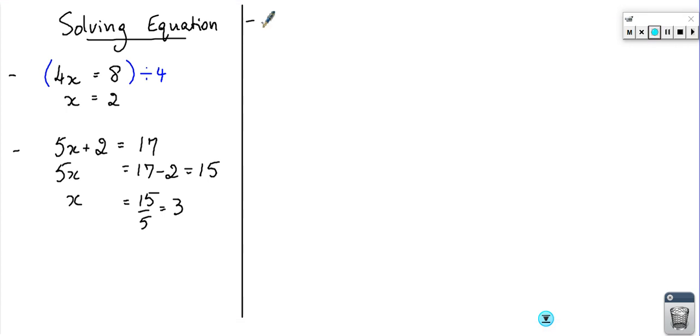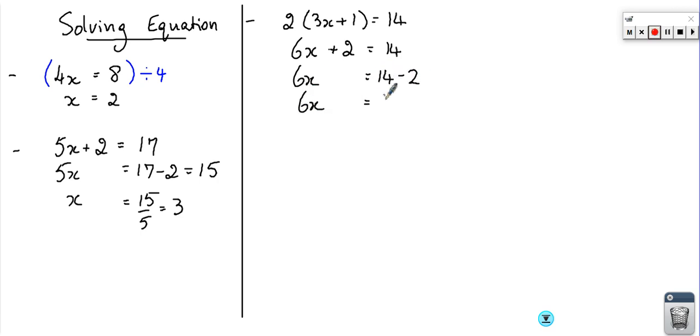So let's say we need to solve 2 brackets 3x plus 1 is equal to 14, and we need to solve for x. Again, what we need to do first this time is open up the brackets. So I get 6x plus 2 is equal to 14. Now we're back to the previous step where I need to subtract 2. So 6x is 14 minus 2, so 6x is 12. So x is 12 divided by 6, and that is equal to 2. And we have solved that equation.